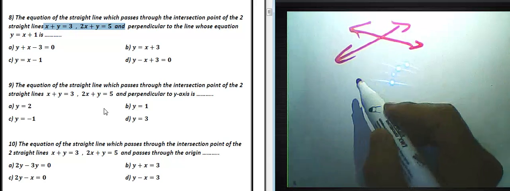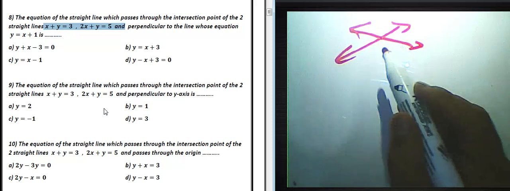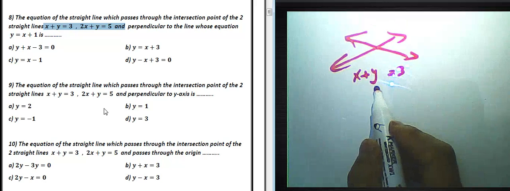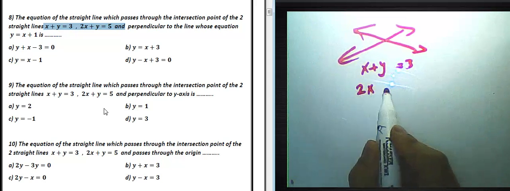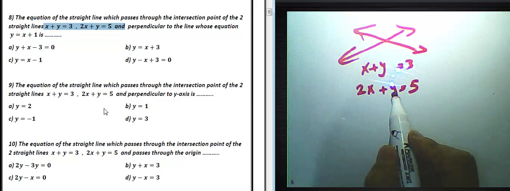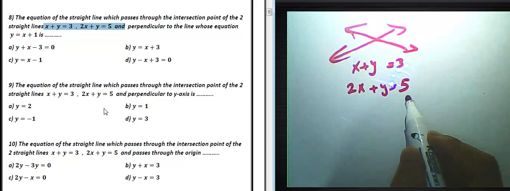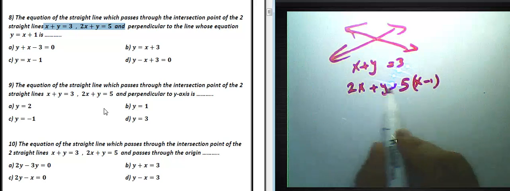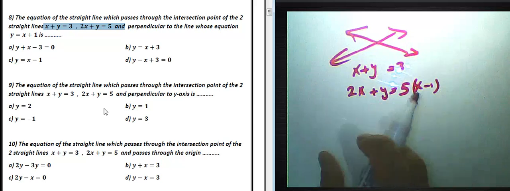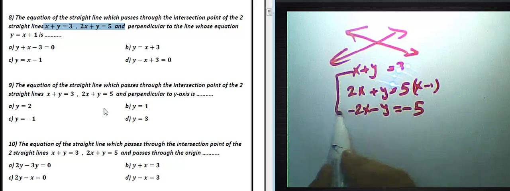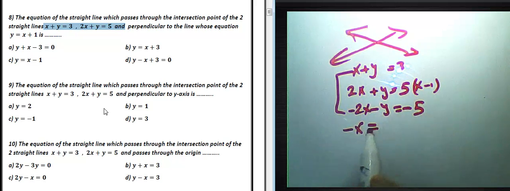Here the straight line passes through the intersection of the two straight lines: the first equation x plus y equal 3, and the second equation 2x plus y equal 5. We can get the intersection point by solving the two equations. Multiply the first equation by -1 and add it to the second: -x minus y equal -3 plus 2x plus y equal 5 gives x equal 2.